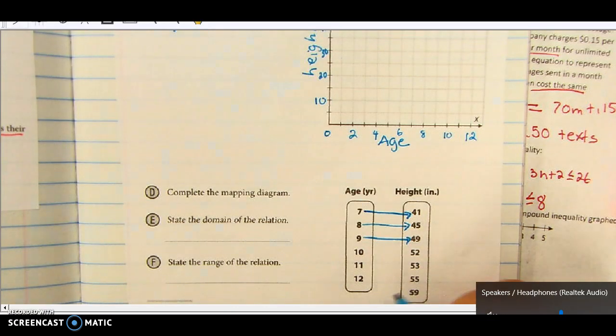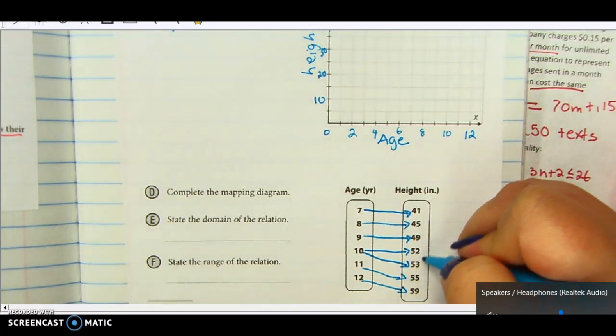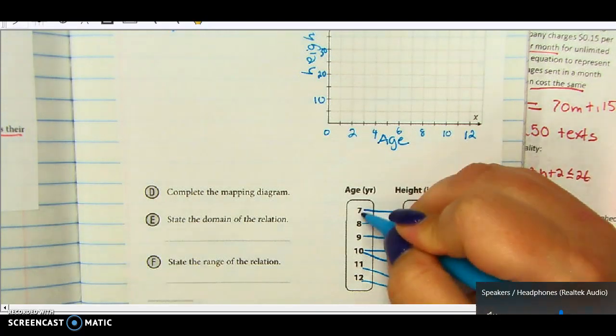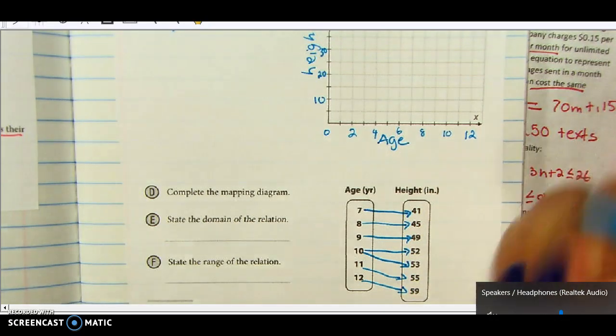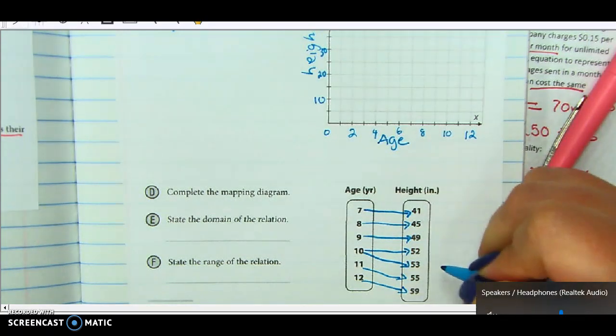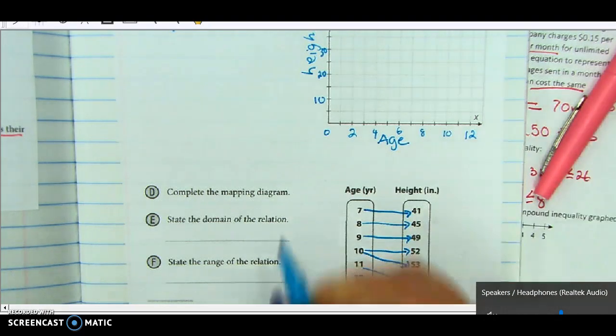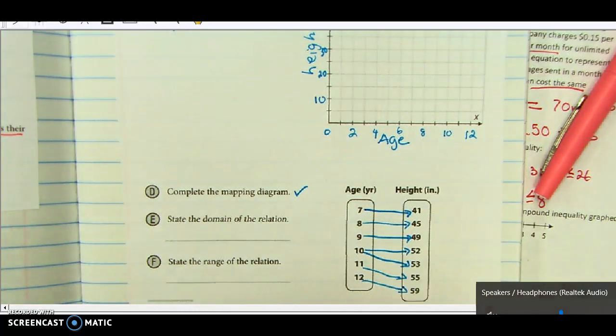Now, it doesn't always work where these numbers are straight lines. That doesn't always happen. 10 went to 52, but it also went to 53. 11 went down here to 55, and 12 to 59. You always want to put these in numerical order, but be careful, the lines do not always go like this. It just so happens that normally as you get older, your heights get larger. So that's why it looks like they all went straight across. So that was completing the mapping diagram. You start at the domain and you go to the range that it corresponds to.